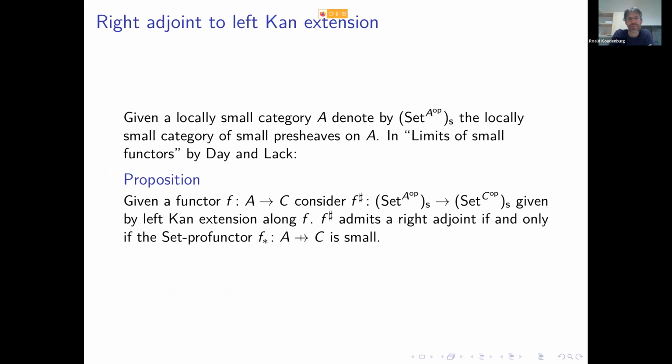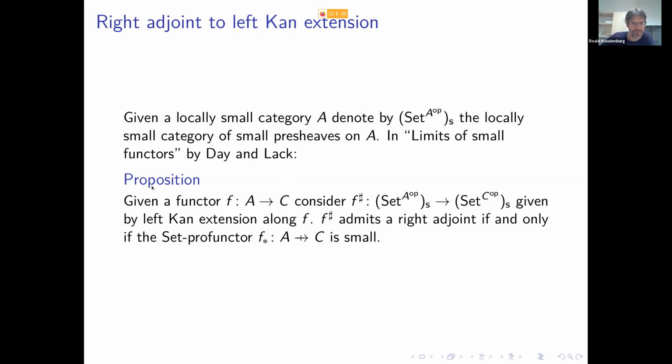Right, then to conclude this talk, I have three results that involve some notion of smallness, two small results, and one a bit more sophisticated. So in the first result, we look at the small pre-sheaves again. Small pre-sheaves on the category A, let's denote it like this, Set to the power A op, with a little subscript s for small pre-sheaves.